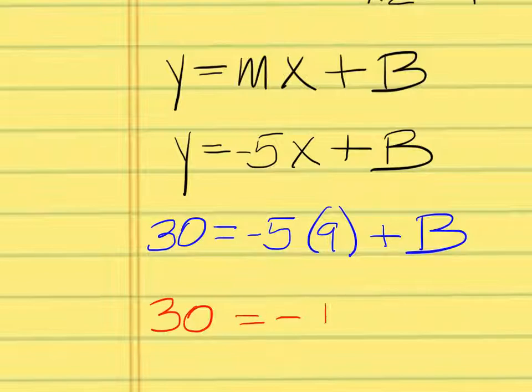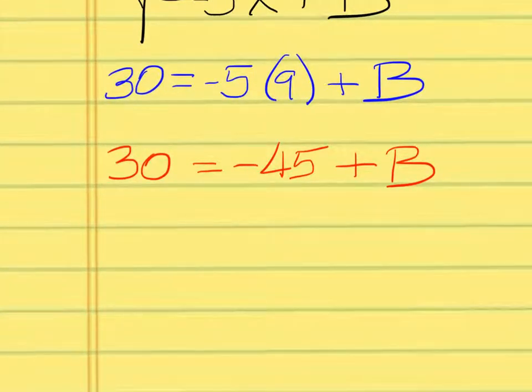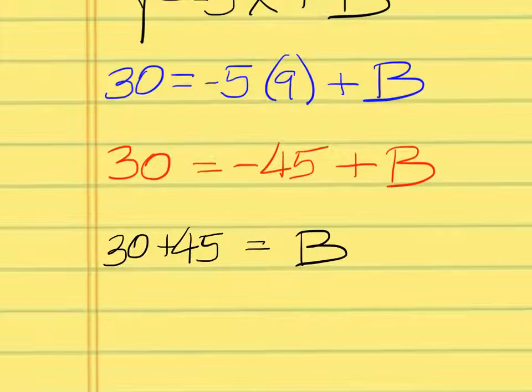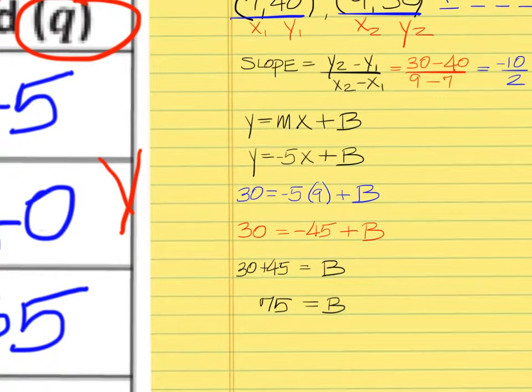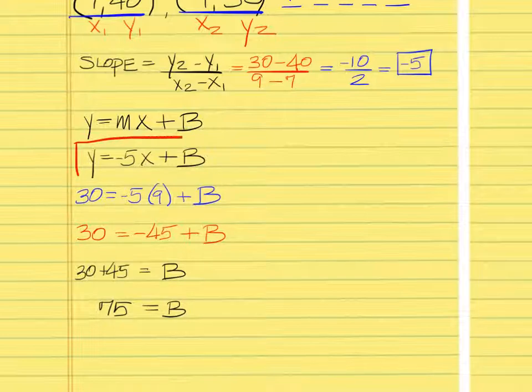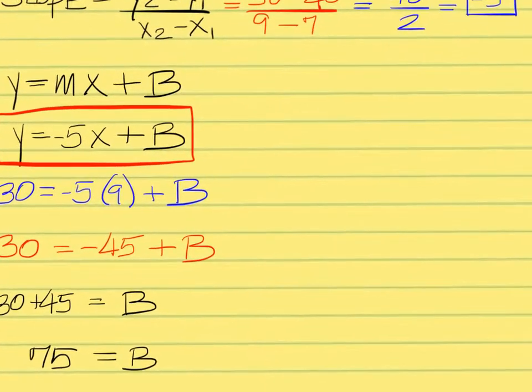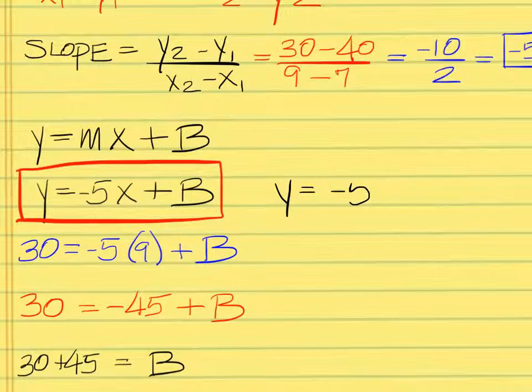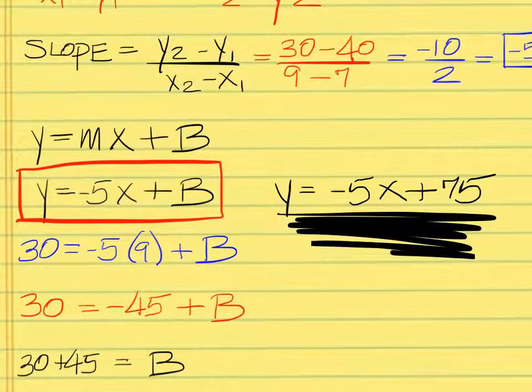-5 times 9 is -45. Move the -45 to the left, make it +45. So we end up with 75 equals b. Remember back up here, we had to solve for b. That's why we did all that below that. We now found it. So it is going to be y equals -5x plus 75. And that is the equation to represent the number of items sold. The answer for part A.